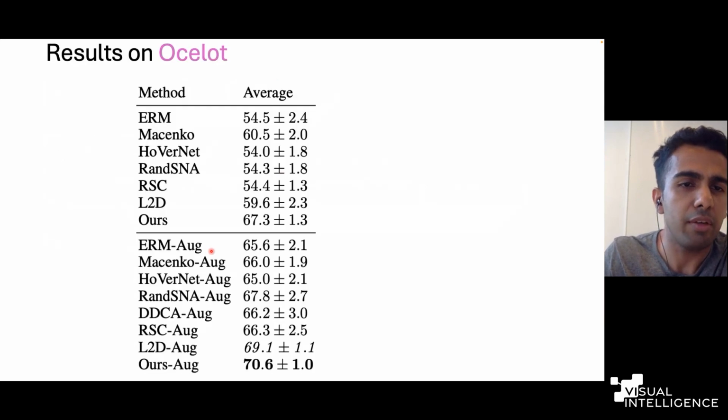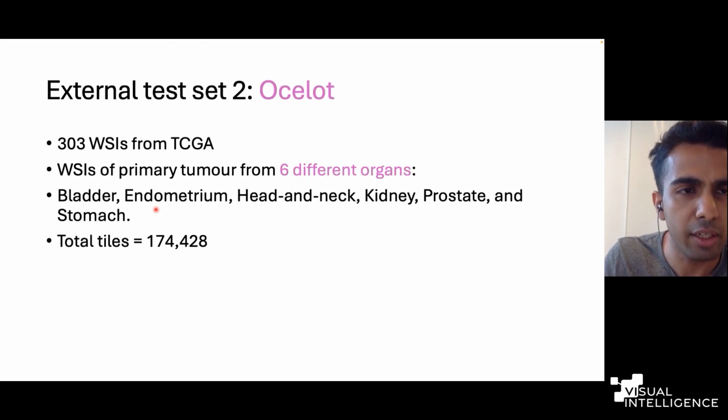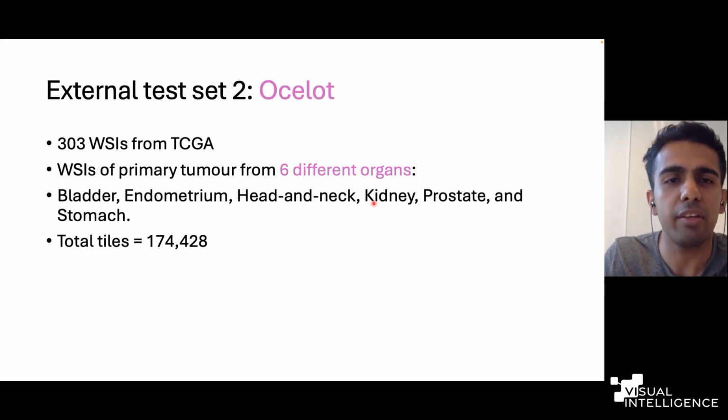And what we saw here was that there was a difference. So you still see the same trend in general, like the accuracy of our method is much higher than the others, close to the second best method, but the difference here was not too big. And when we checked the numbers, we saw that this was because of one organ, which was kidney.